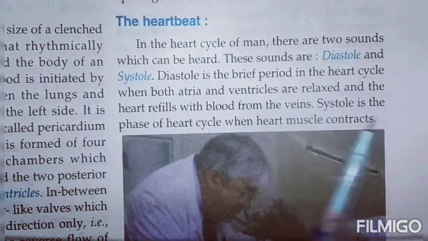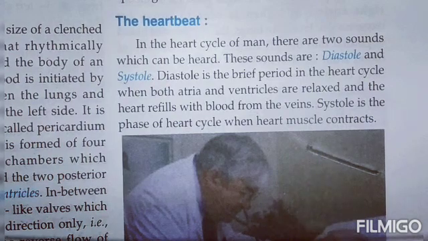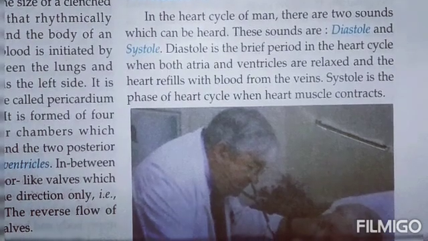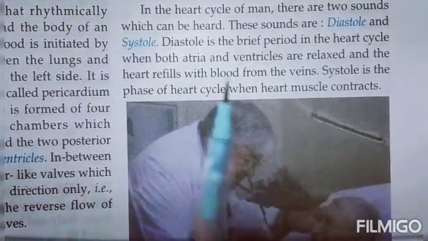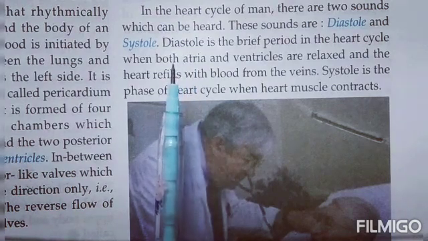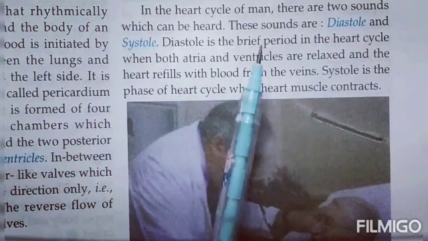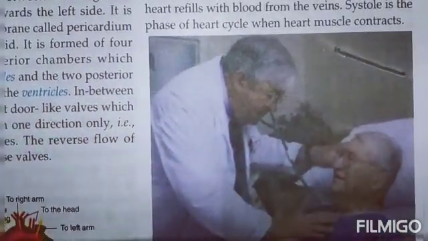Whereas systole is the phase of the heart cycle when the heart muscles are contracting. Or in short, you can say, children, systole is that phase of the heart where the heart is actually contracting. So in the beginning I told you, children, the function of the heart is what? It contracts and it expands. So the phase of contraction is systole, and the phase where it relaxes is known as the diastole.